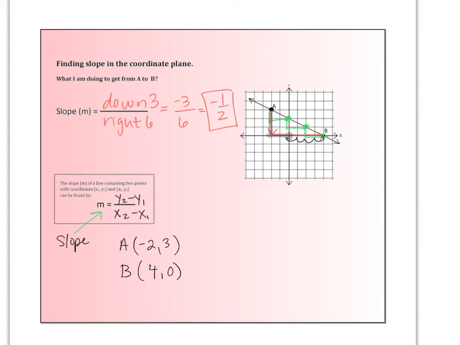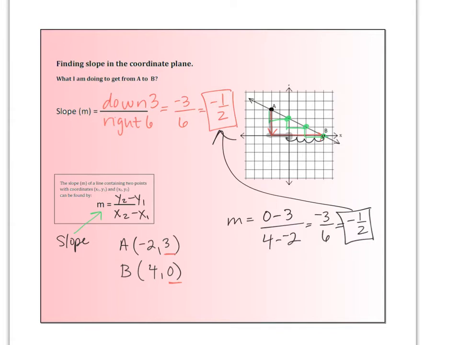But now let's plug them into the formula. The change in y's would be 0 minus 3. So I take the second number here minus the second number here. And then on the denominator, I do the x's, so 4 minus -2. On the top, I get -3. On the bottom, I get 6. This reduces to -1/2, which is the same thing I got when I did the counting on the squares.